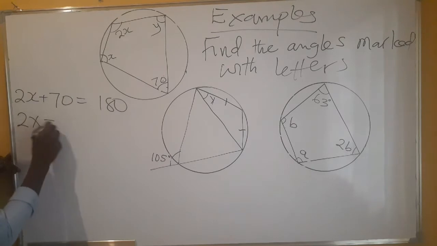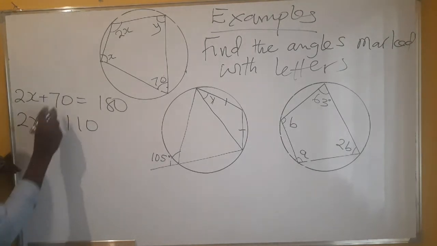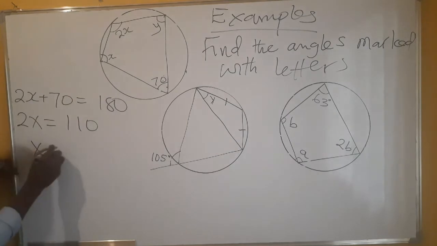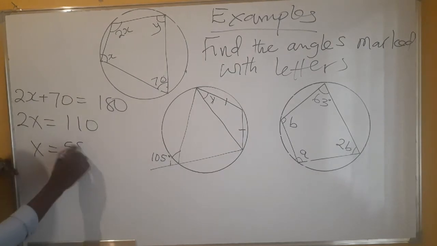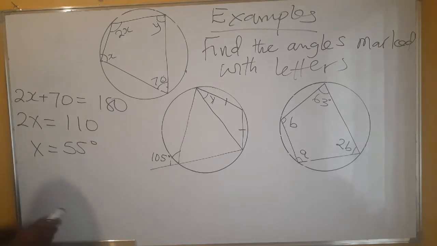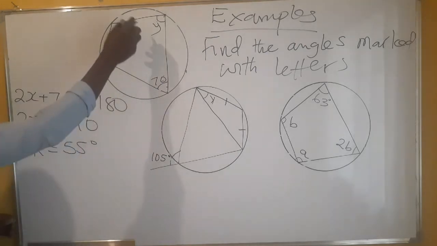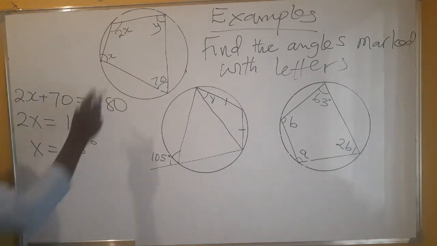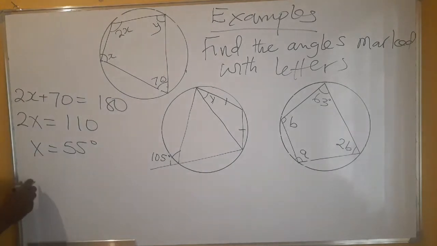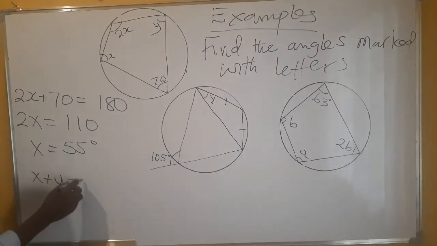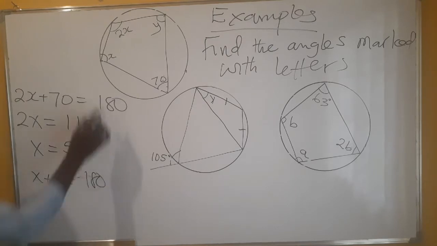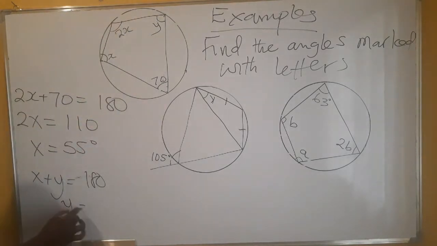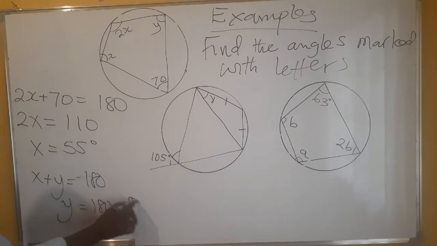So we say 2x is equal to 110 when you subtract this 70 from this one. Then x is equal to what? 55. Okay? X is equal to 55. You divide 110 by 2, so that is our x. Alright? That is our x here. So we have known what our x is. So if you want to know what y is, now we are going to say, since we know that now, x and y, they add up to what? 180. They are also opposite angles. X and y, they add up to what? Then y is equal to 180 minus 55.